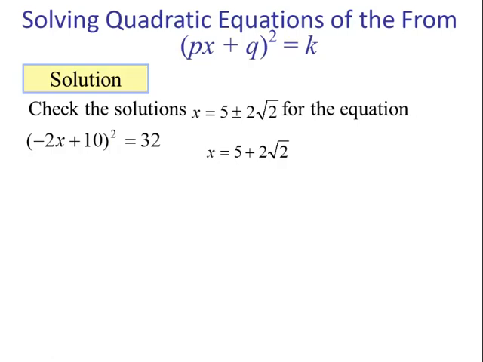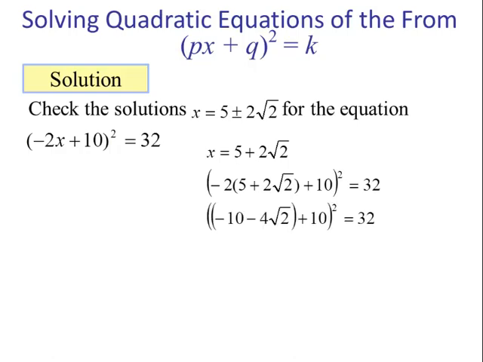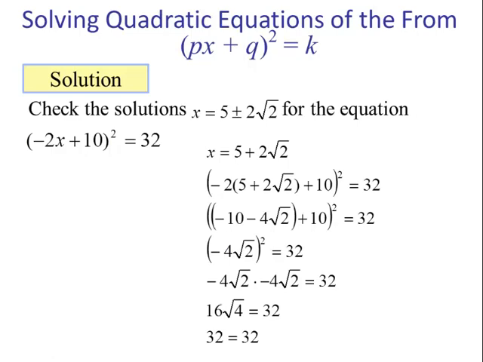For the second solution, x equals 5 plus 2 radical 2. We do the same thing as before. We substitute that in for x. Next we distribute the -2. Next we combine like terms, and we get (-4 radical 2)² equals 32. -4 radical 2 times -4 radical 2 is a positive 16 radical 4, which becomes 32. So the left-hand side equals the right-hand side. It checks.